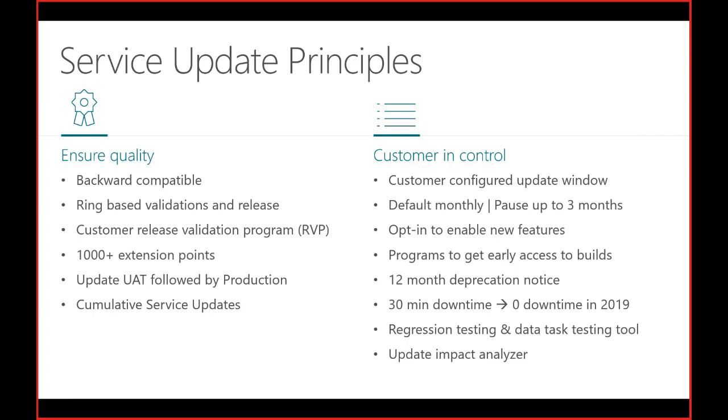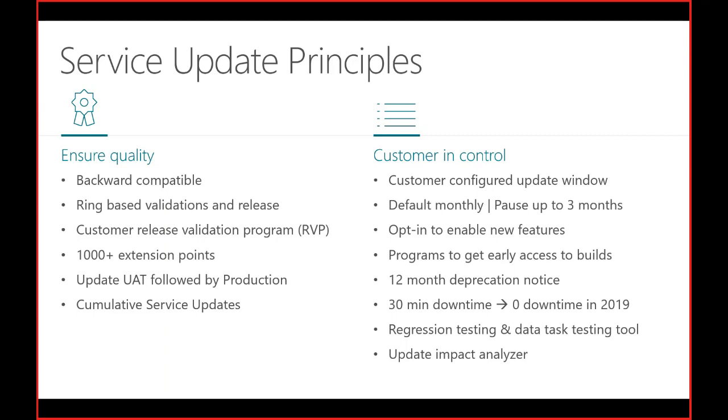We have downtime. Today there is downtime, which is approximately a 30-minute downtime for the service update to be applied. So when you go to configure your maintenance window, you will need to choose a downtime. Now we are moving away from downtime to get to zero downtime. Our goal is by the end of the calendar year of 2019, that's when we should be getting towards zero downtime.